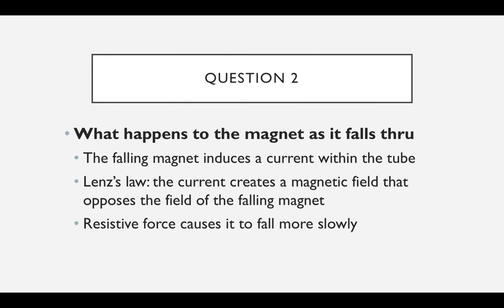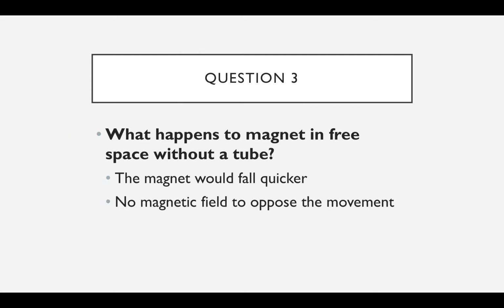So what happens to the magnet as it falls through? The falling magnet induces a current within the tube. By Lenz's law, the current creates a magnetic field that opposes the field of the falling magnet, which induces the resistive forces that cause the magnet to fall slowly. What happens to the magnet in free space without a tube? I showed you my calculation, and it was really quick, about 0.6 seconds. There are no forces to oppose it, so gravity is the only force acting on it.